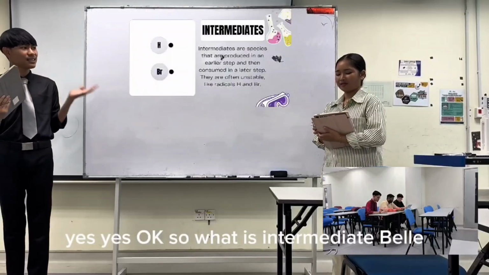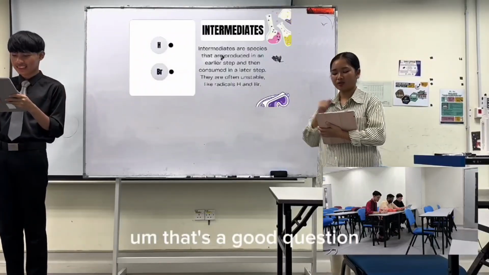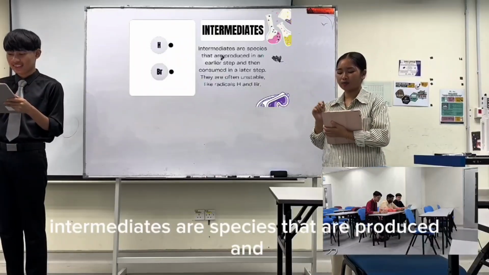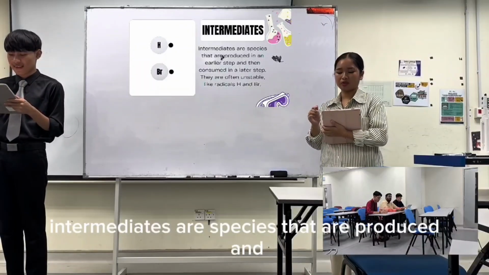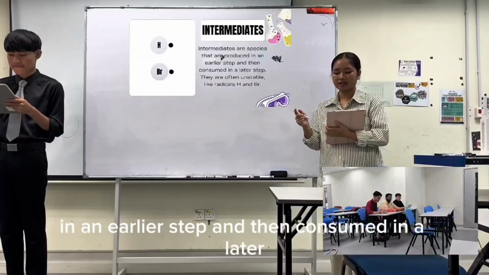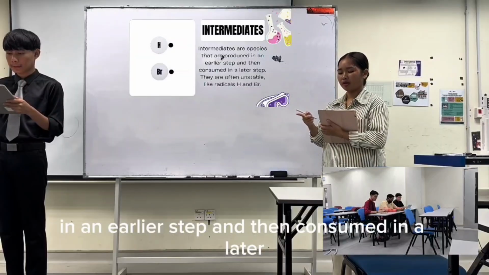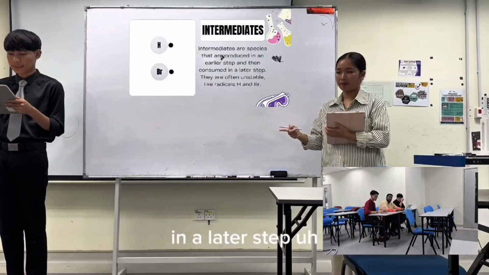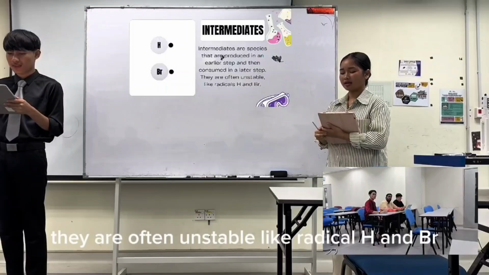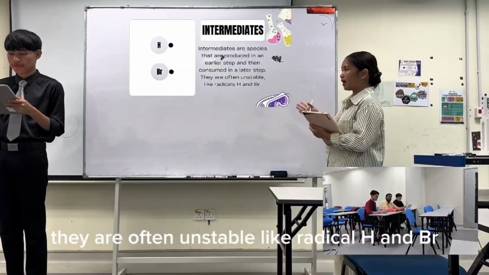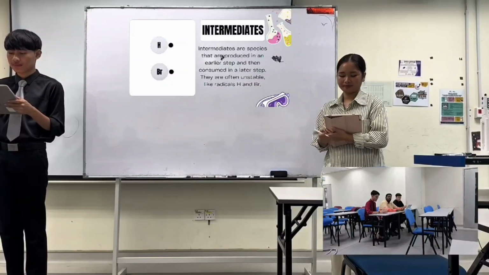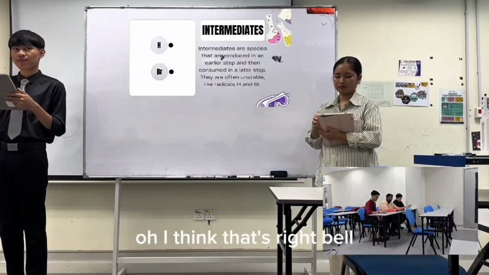Okay, so what is an intermediate, Belle? That's a good question. Intermediates are species that are produced in an earlier step and then consumed in a later step. They are often unstable, like radical H and Br. Oh, I think that's right, Belle.